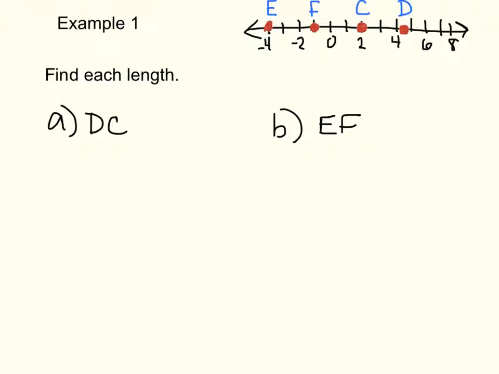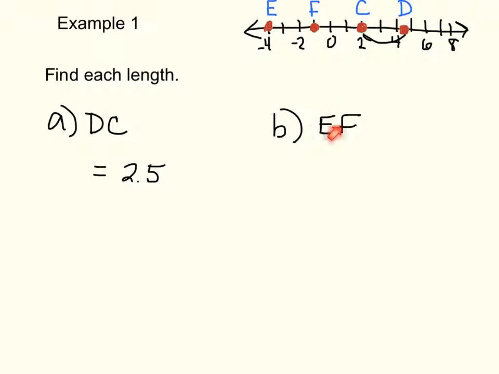In example 1, I have drawn a number line for you. The points E, F, C, and D are labeled with a red point. The directions say to find each length. So if you look at A, it says DC. You have to understand that means the length. What is the distance from D to C? So we look from D to C. Now, pretty obvious here that when you're talking about D to C, you're talking about 4.5 and 2. What's the distance from 4.5 to 2? Obviously, you subtract them and take the absolute value. The distance would be 2.5.